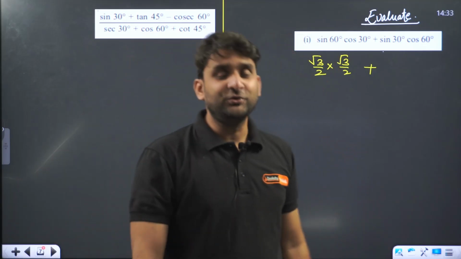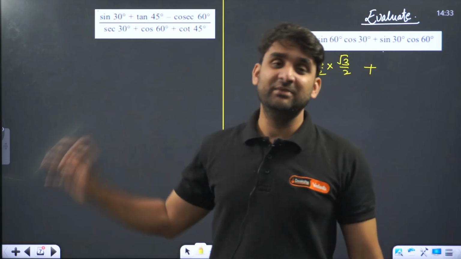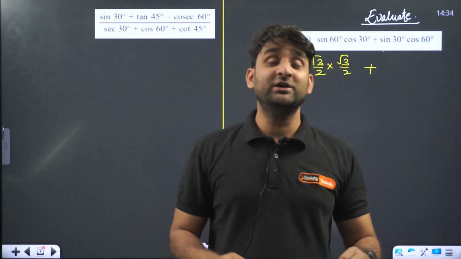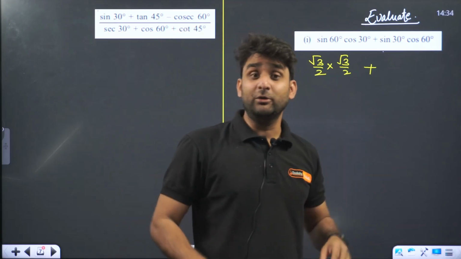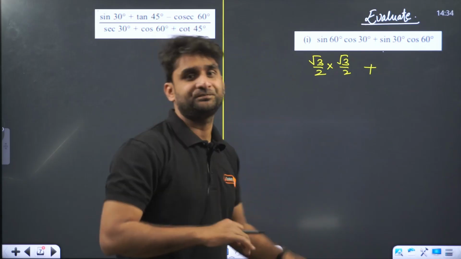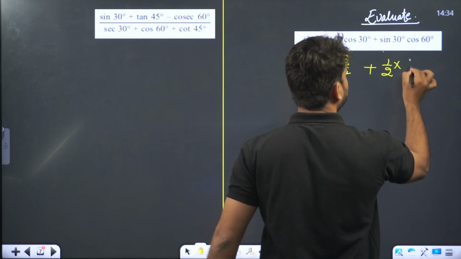Because when you do a lot of questions based on this same trigonometric table, 15, 20 questions, all the values will automatically be memorized and stored in your mind. So practice gives you perfection. Now, sine 30 is 1 by 2. Cos 60 is also 1 by 2.